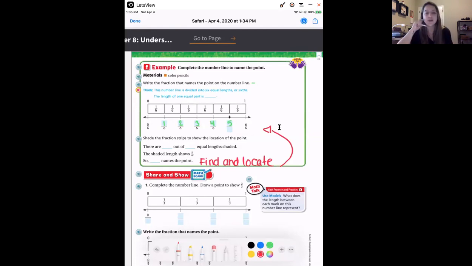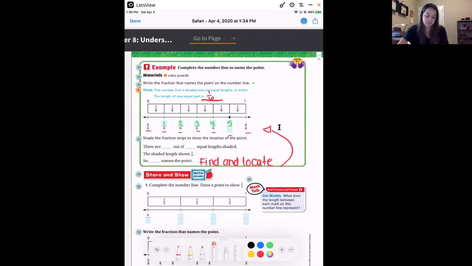Now, let's read the thing, because we need to put an answer here. This number line is divided into 6 equal lengths, yes? Do all the denominators have a 6? They do. So it has to be 6 equal parts. The length of one equal part is what? What is the length of one of these? 1/6. What is the length of this one? 1/6. And this one? It's 1/6. That's just their name. The length of one equal part is 1/6. We don't call them anything else but 1/6.